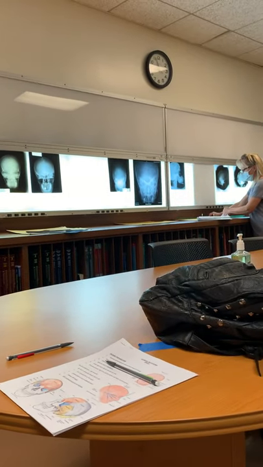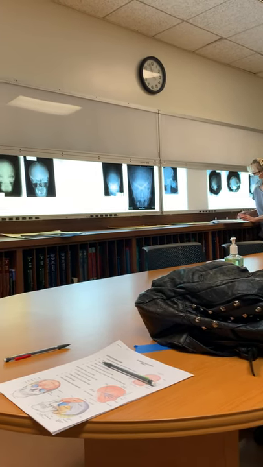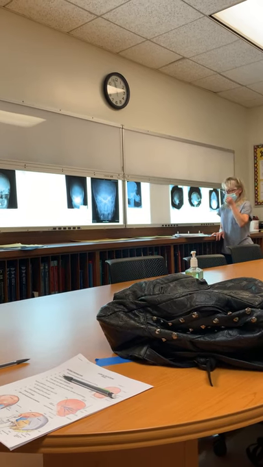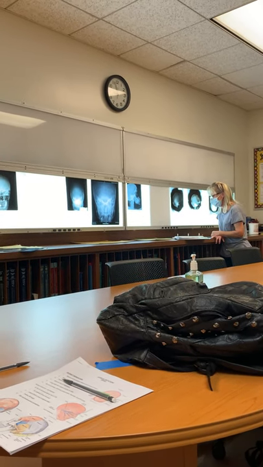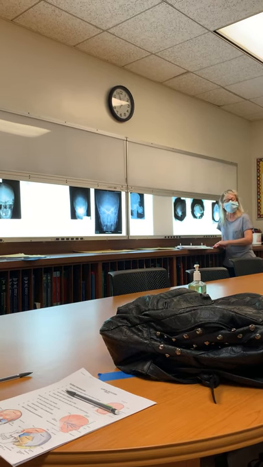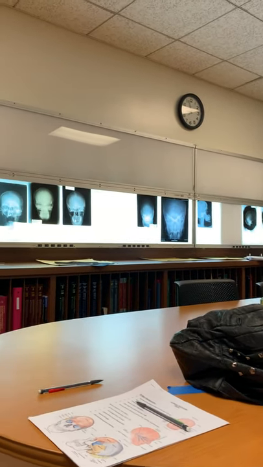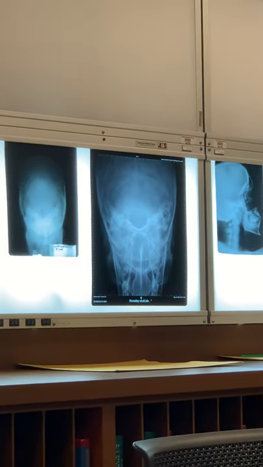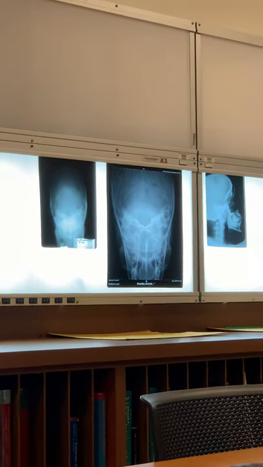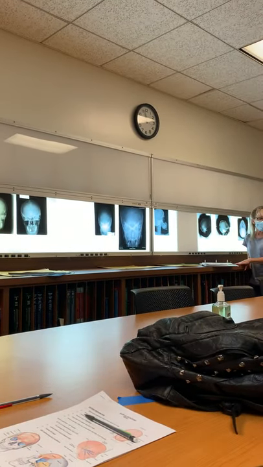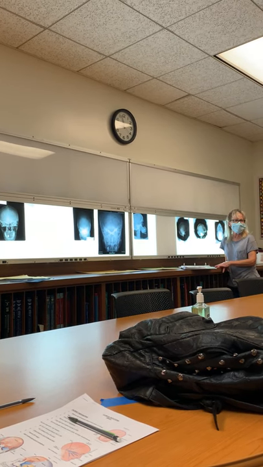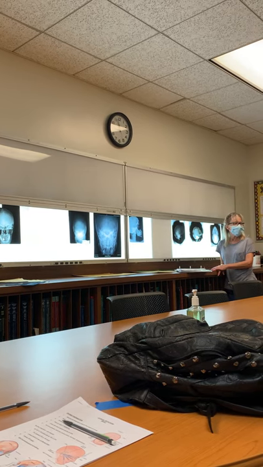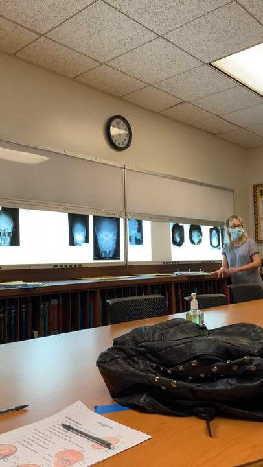Okay. The next one is the AP Towns. So you need to know that the Towns is AP. Okay, the baseline, we can use the two different baselines if we want. If we use the OML, we'd angle the beam 30 degrees caudal. If you use the IOML, you angle the beam 37 caudal. Remember, what's the difference between the OML and the IOML? How much higher? 7 degrees. So that's why the difference in the beam angle.